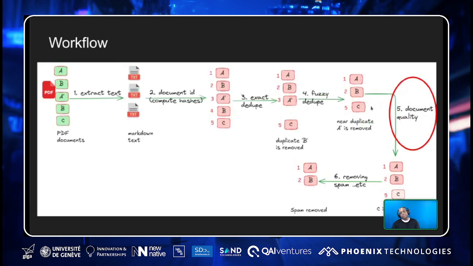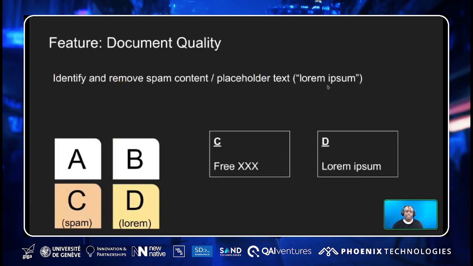The last step I'm going to show you is something called document quality. Because if you have documents, you will have some documents that are maybe spam. Let's say you are processing emails. You have a bunch of spam emails, right? So here's a free spam email. Maybe you have just a bunch of placeholder text, no real value, like lorem ipsum.